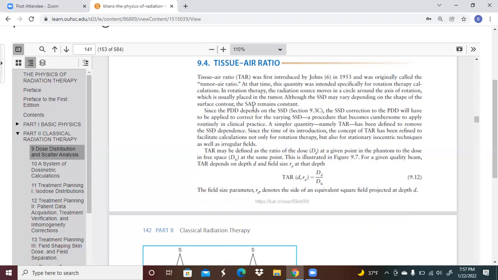So since the PDD depends on the SSD, correction of the PDD will be applied to correct for the varying SSD.